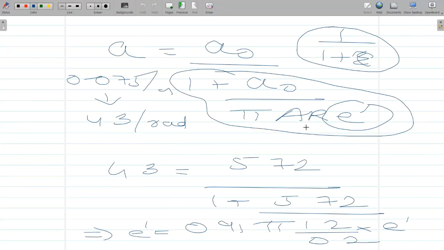So that is all the aerodynamics questions we have in the 2007 paper.